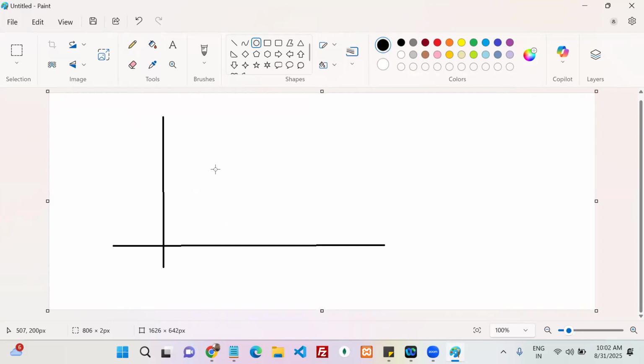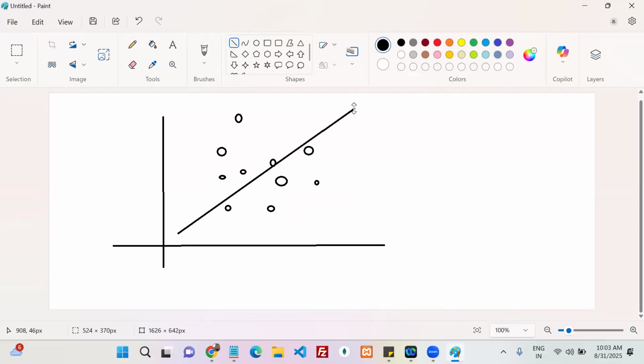Now I have my x-axis and y-axis. There are multiple points, I just added them, something like this. Here I have the dependent variables and here I have the independent variables. Now in between the points, if I draw one line, something like this, this line tells something about the pattern of your data. Above something, below something, I can classify the data or not.